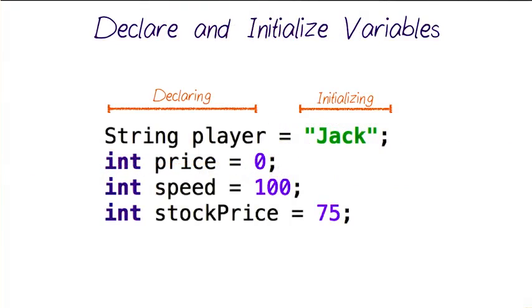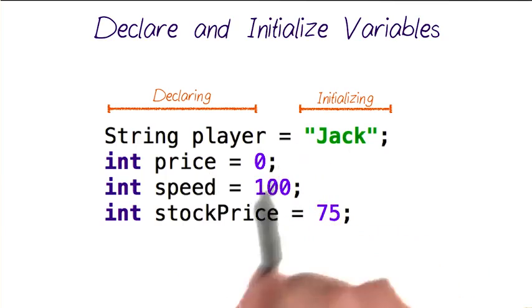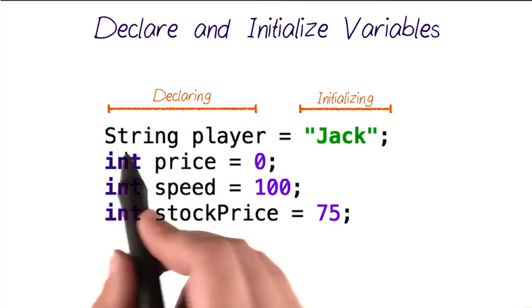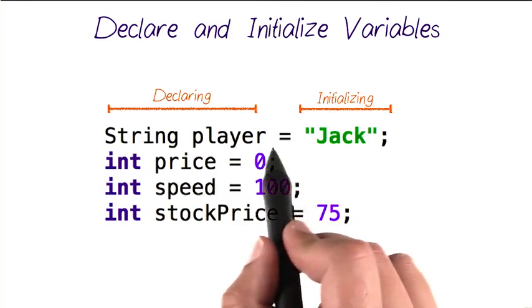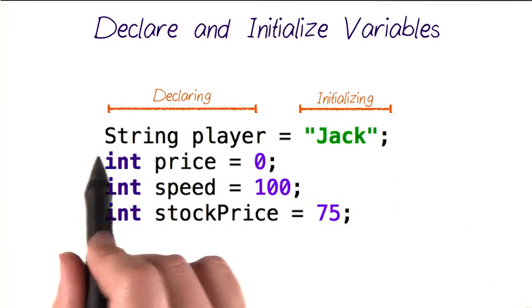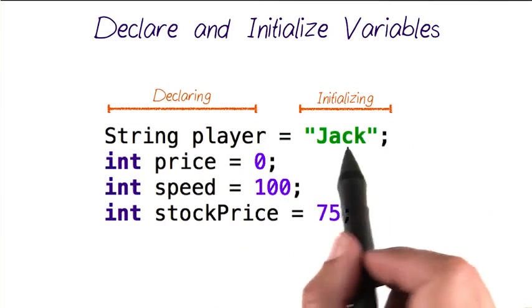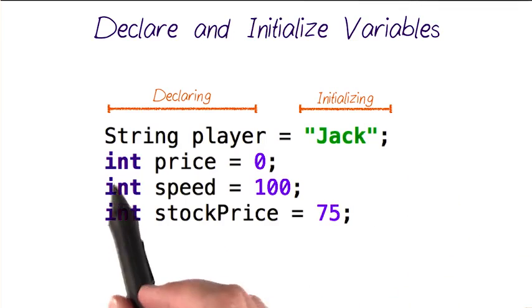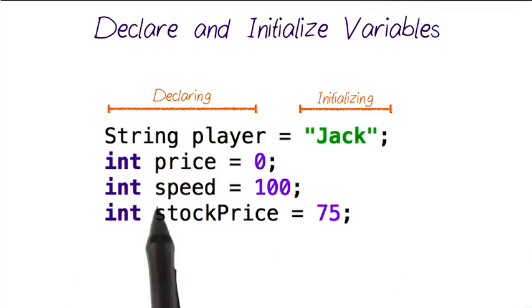Another thing you can do while declaring a variable is initialize it in the same statement. Something like this, where we have the String player variable being declared here, I can actually assign that to a value straight away. So in this one statement, I'm declaring the variable player, and I'm also initializing it to the string Jack. Same goes for integers, where I can declare an integer price and initialize it to 0, or another integer speed, initialize it to 100, and so on.